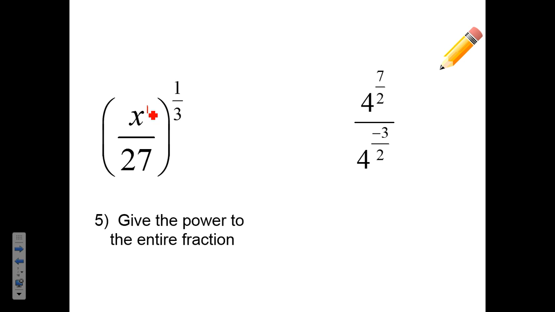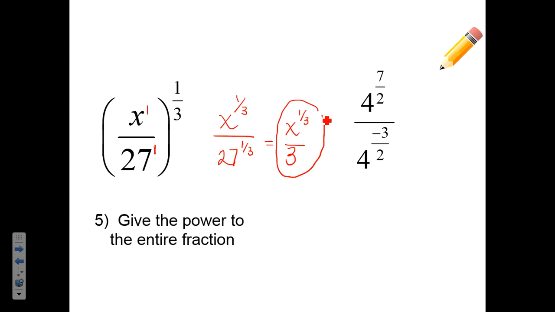And if I give the 1/3 to the entire fraction, I'm going to multiply those. So 1 times 1/3 is 1/3. And then I'm going to also give that 1/3 power to 27. So 1 times 1/3 would be 27 to the 1/3 power. Now, if you have that yellow sheet out, we should know that the 27 to the 1/3 power is the cube root of 27, and the cube root of 27 is 3. So I just added a little simplification in there from the yellow chart that you have in front of you.